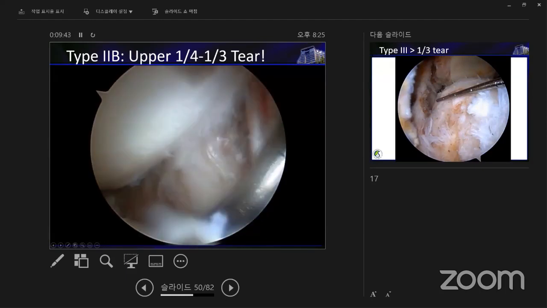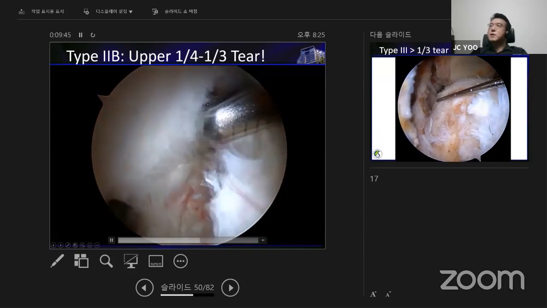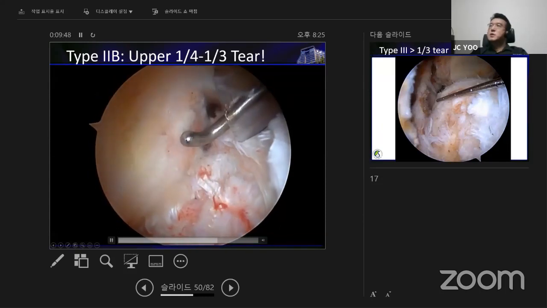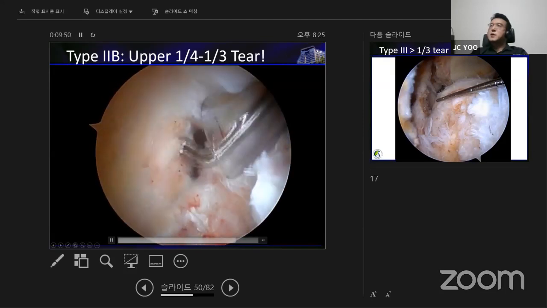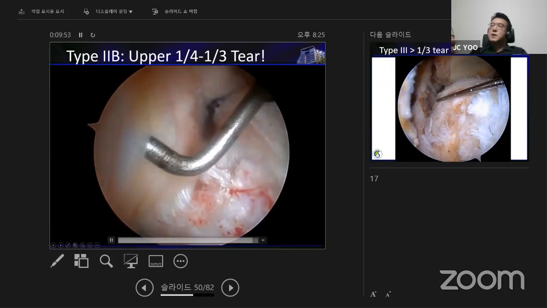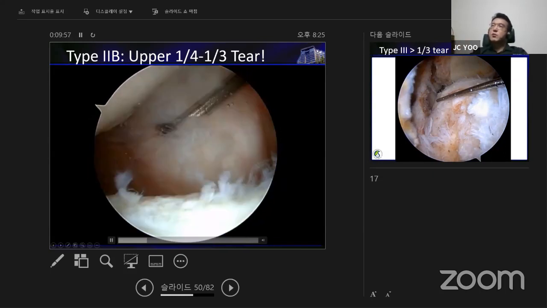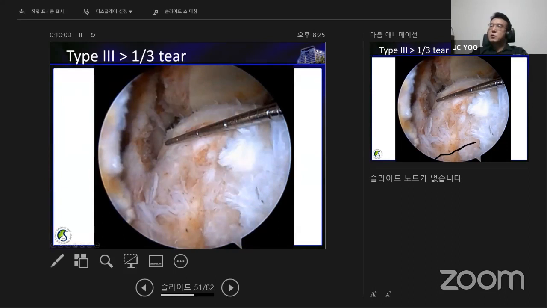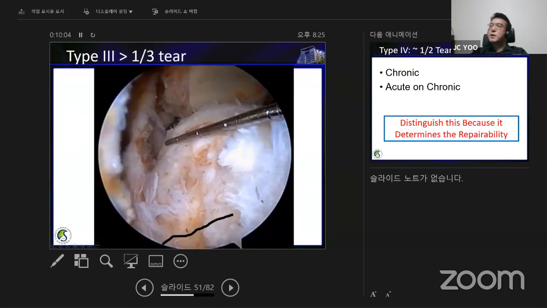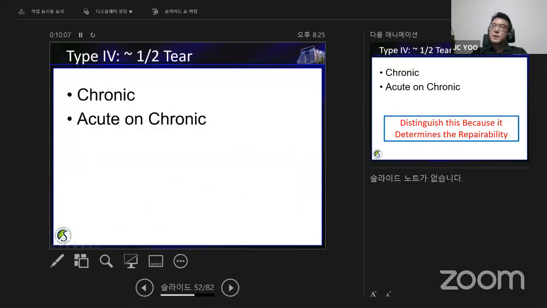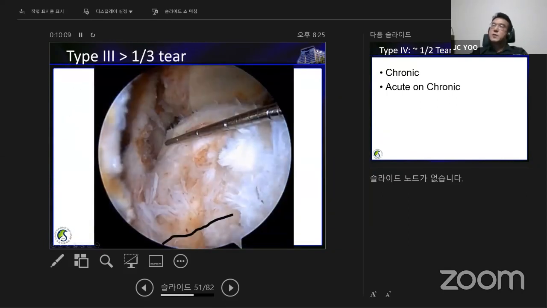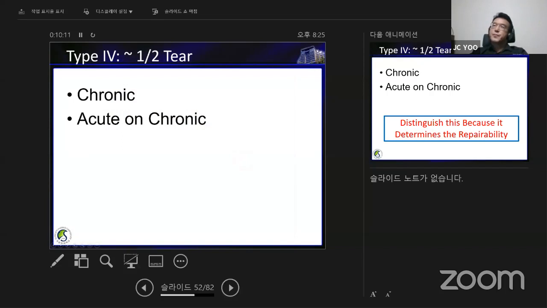No problem. Okay, and then this is the first facet here with the lateral portion. You can see right here, the dark place here, it's opened up, which means this is becoming a complete tear of the first facet, which is type 2B. And then if you lose the entire lateral portion, then it becomes the entire first facet right here. So that's 1/3.